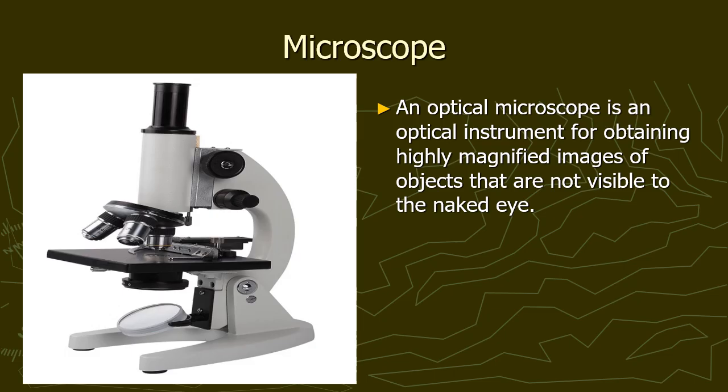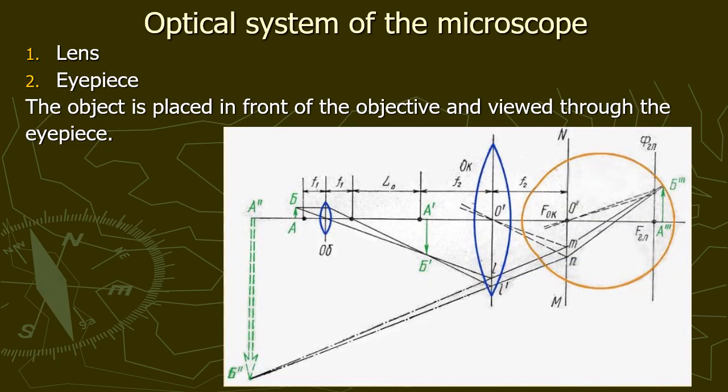First, consider a light microscope. Everyone knows that this is an optical device for obtaining highly magnified images of objects that we do not see with the naked eye. We are interested in the optical system of the microscope. The structure of the microscope, I think you should already know.